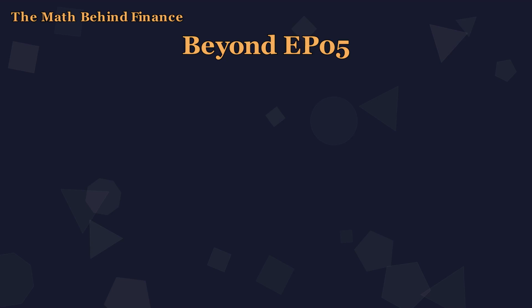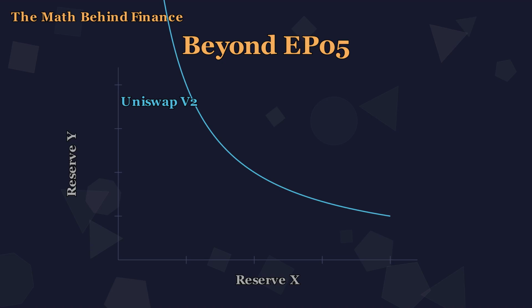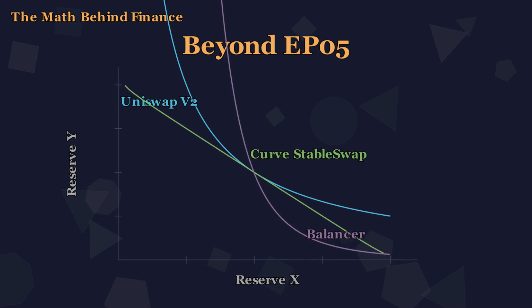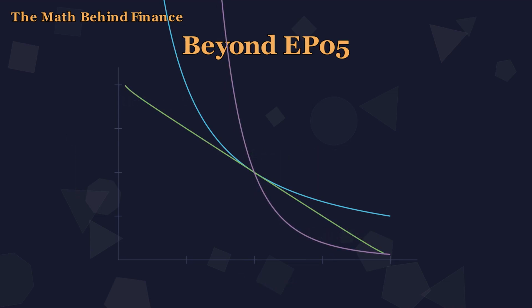In episode 5, we discovered that every major DeFi protocol runs on a single equation: Uniswap's constant product hyperbola, Curve's flattened StableSwap, and Balancer's weighted geometric mean. Beautiful curves. But we left 3 questions unanswered.